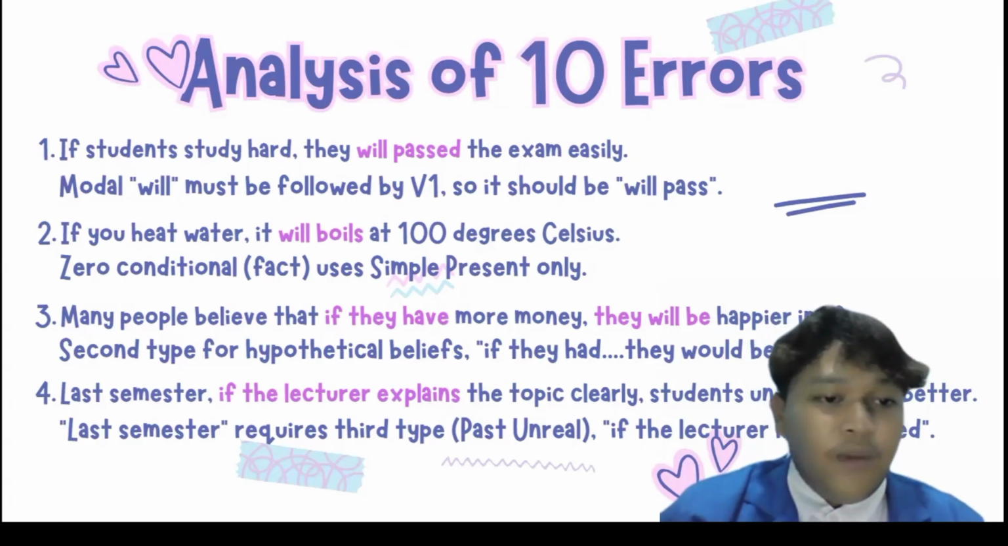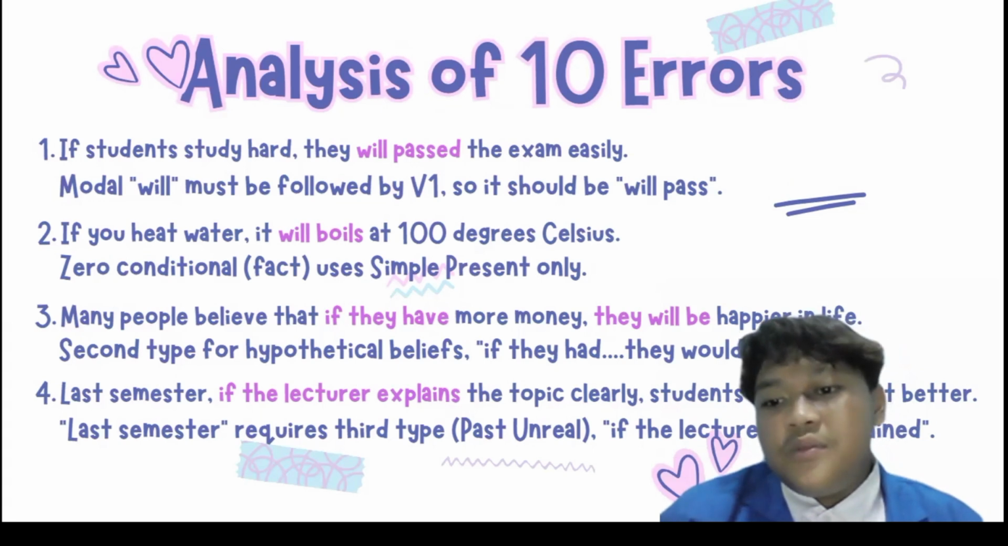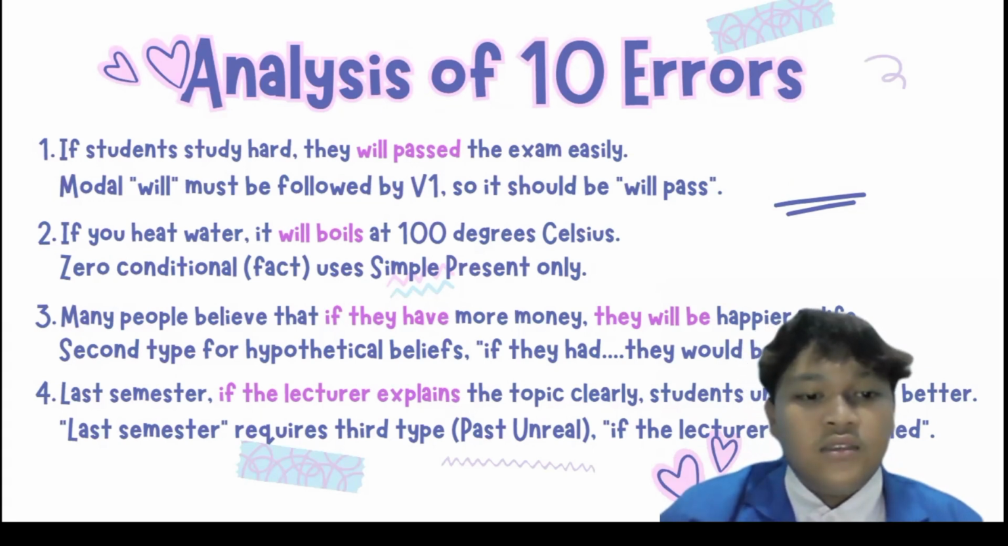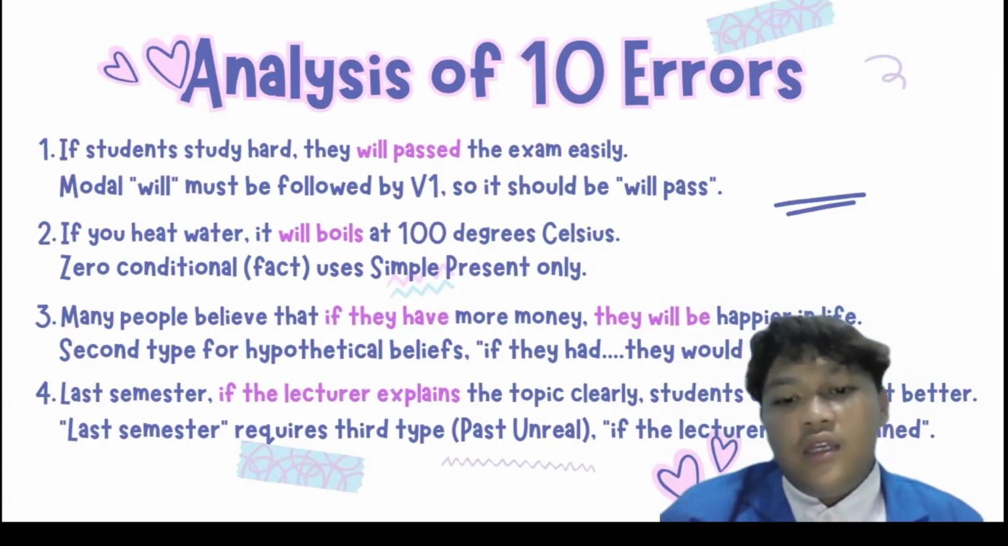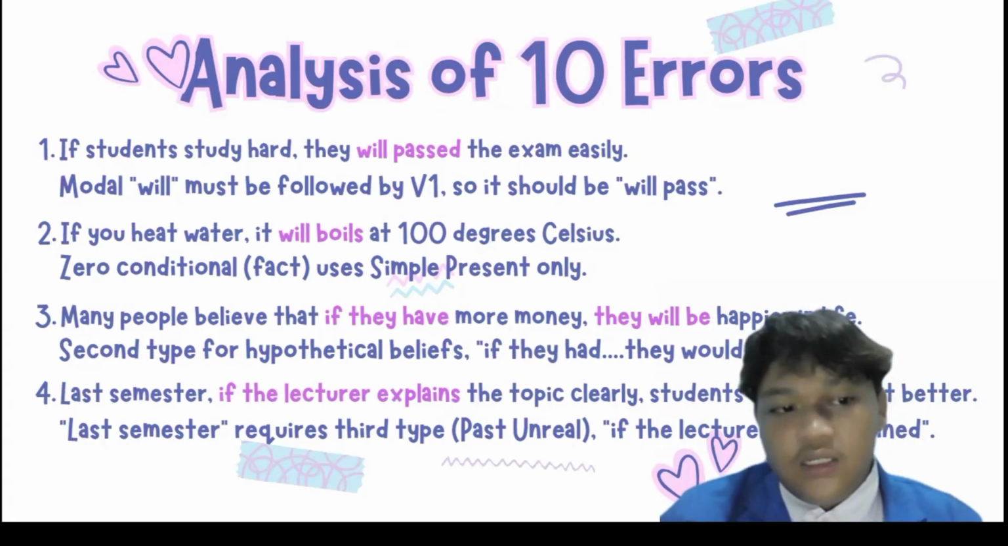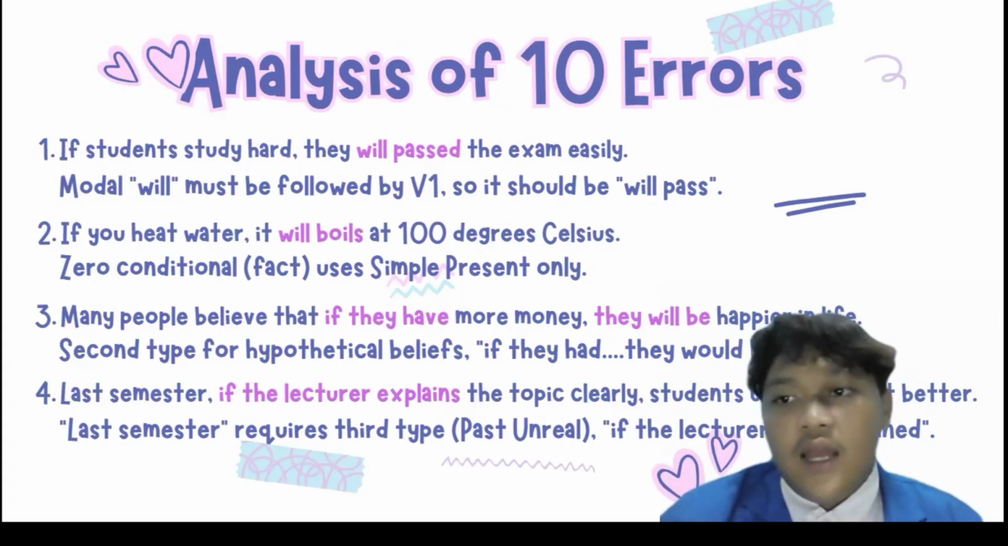Number three, many people believe that if they have more money, they will be happier in life. The second type, for hypothetical beliefs, should be: if they had more money, they would be. Okay, many people believe that if they had more money, they would be happier in life.